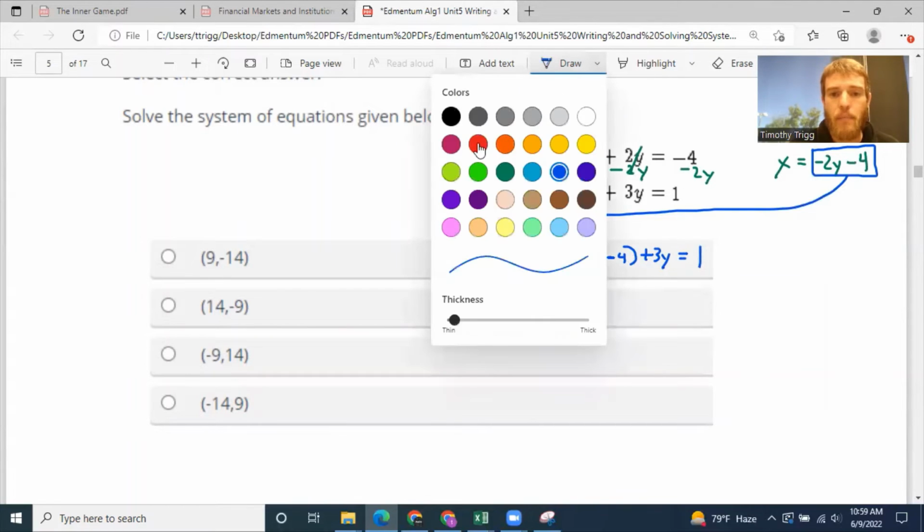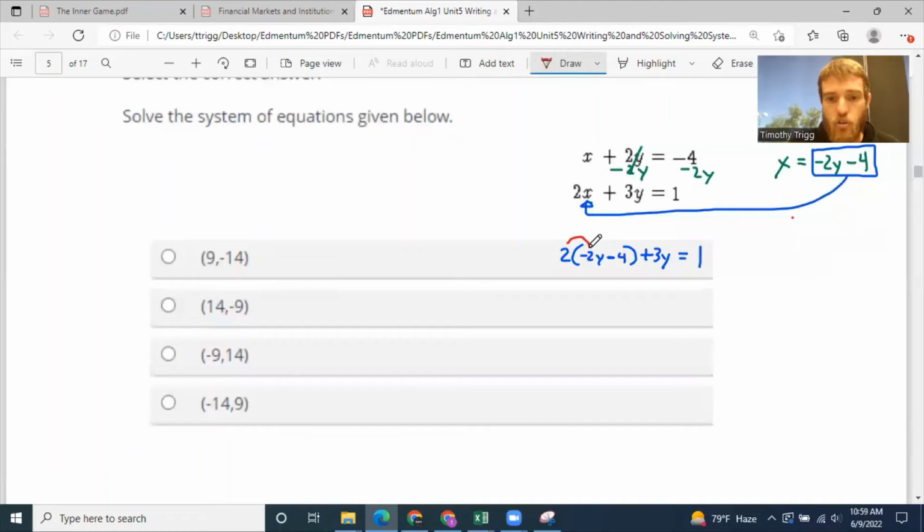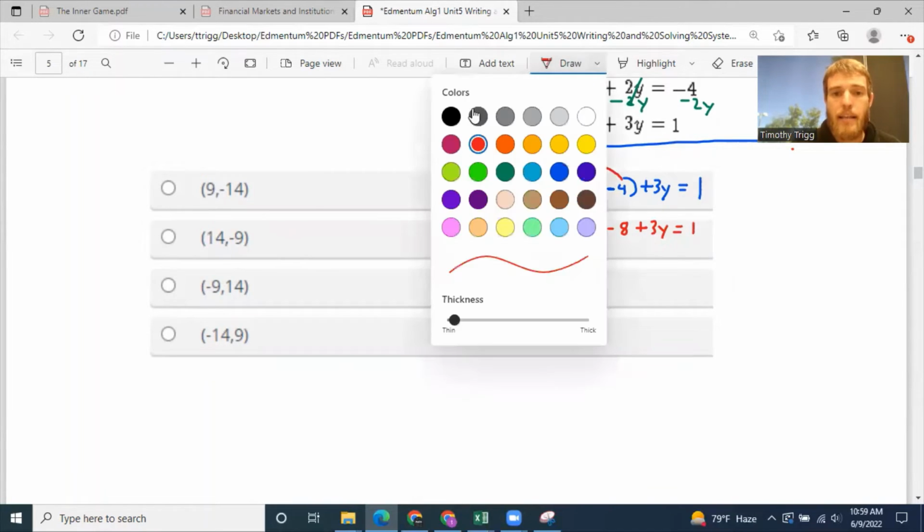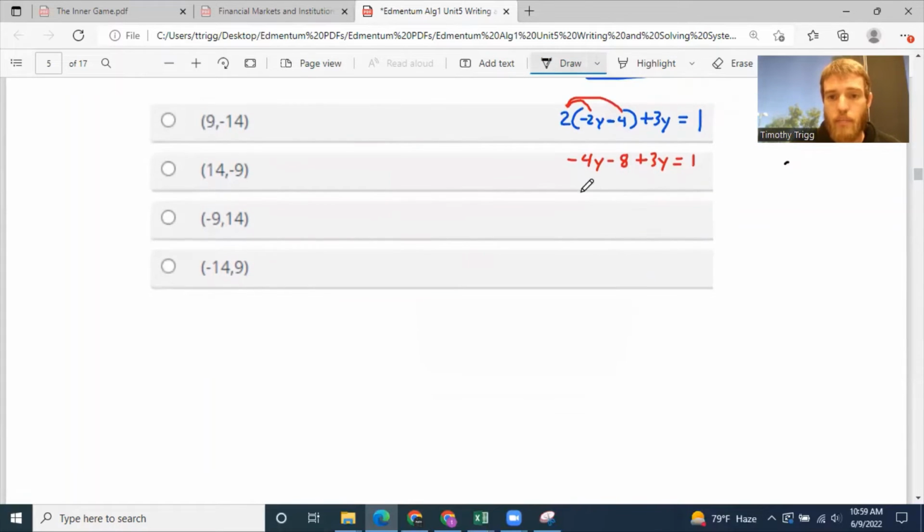What would be my next step here? Well, hopefully you would see I can distribute the 2 into the parentheses, multiplying that 2 times each of the terms in the parentheses. So that's negative 4y minus 8. We also have a plus 3y here, equals 1. Can we combine anything together? Combine like terms here on the left? Yeah, we can combine this negative 4y and positive 3y. So that gives us negative 1y. We still have a minus 8 equals, and then we have a 1 on the right.